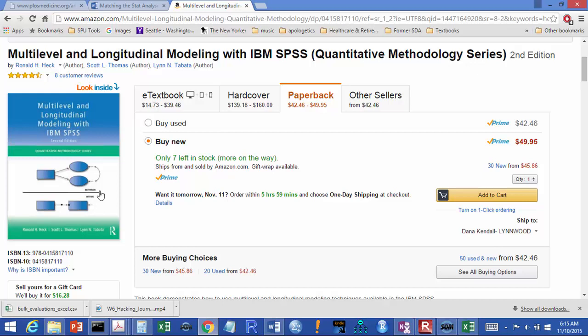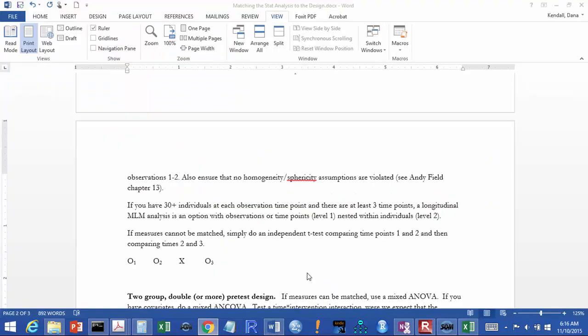So you do need SPSS. You can't do it in Excel, like some of the analyses we've already talked about. It's also possible to do this in R, but this book won't help you do it in R. You'll need another book for that, and I don't have that off the top of my head, but if you would like that, I can always find it for you. So that is the story with MLM.